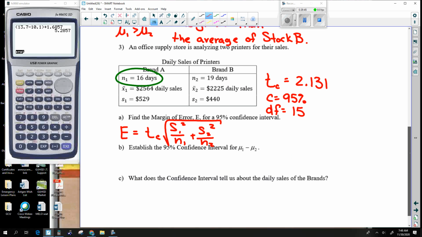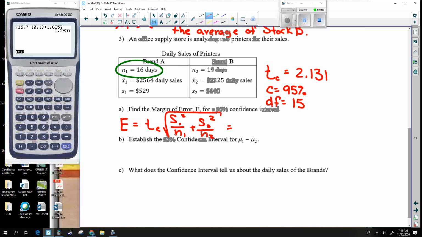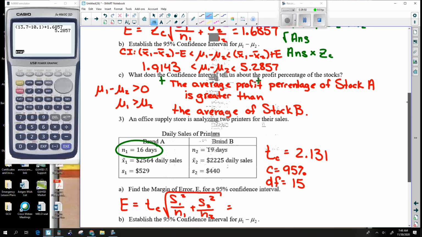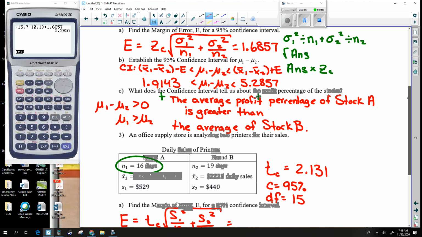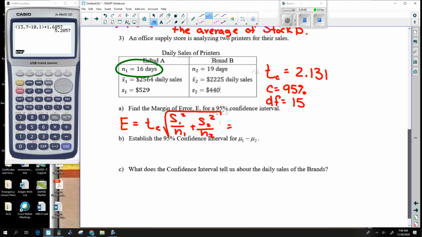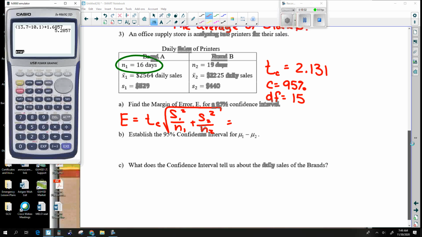Okay, now we are ready to go. Again, we pretty much do the exact same calculator process as you see up above in green. Pretty much the same thing. So S1 squared divided by N1 plus S2 squared divided by N2. Square root that. And then multiply, in this case, by TC.